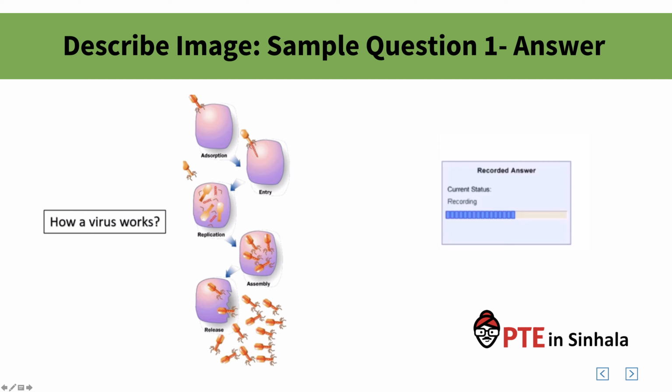In the third stage, the virus, which has multiplied, assembles around the cell wall. Finally, they are released into the bloodstream. In conclusion, this image shows how viruses are harmful to living organisms.